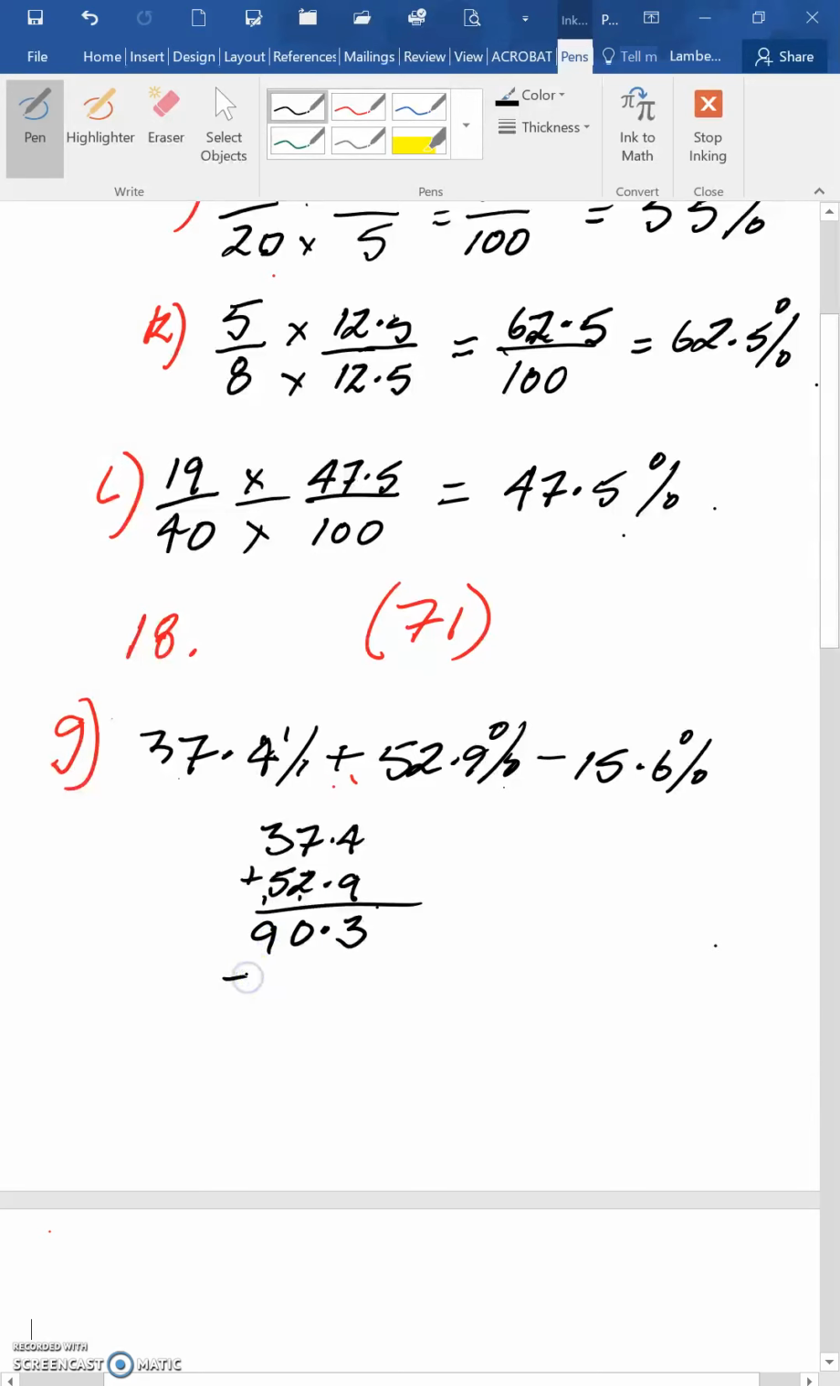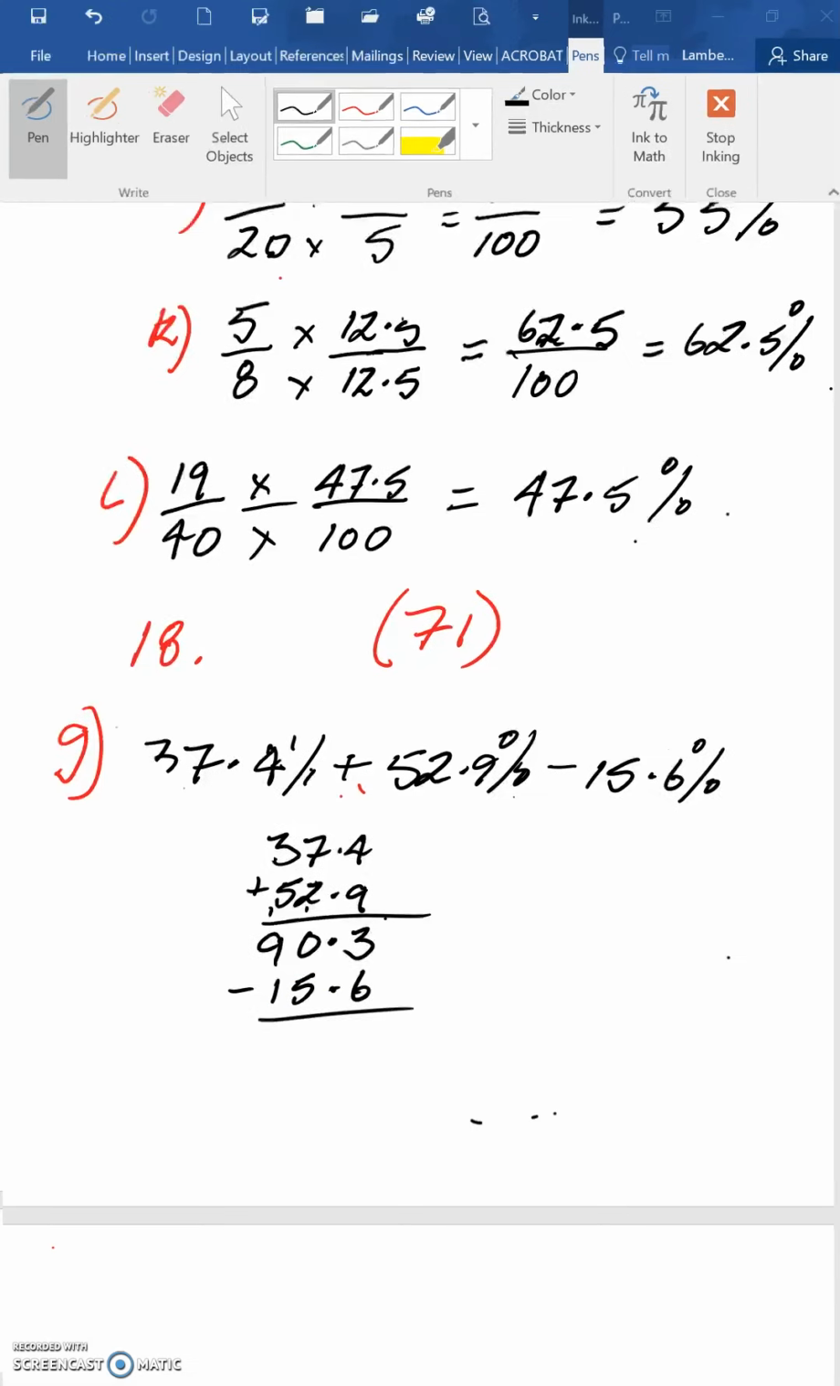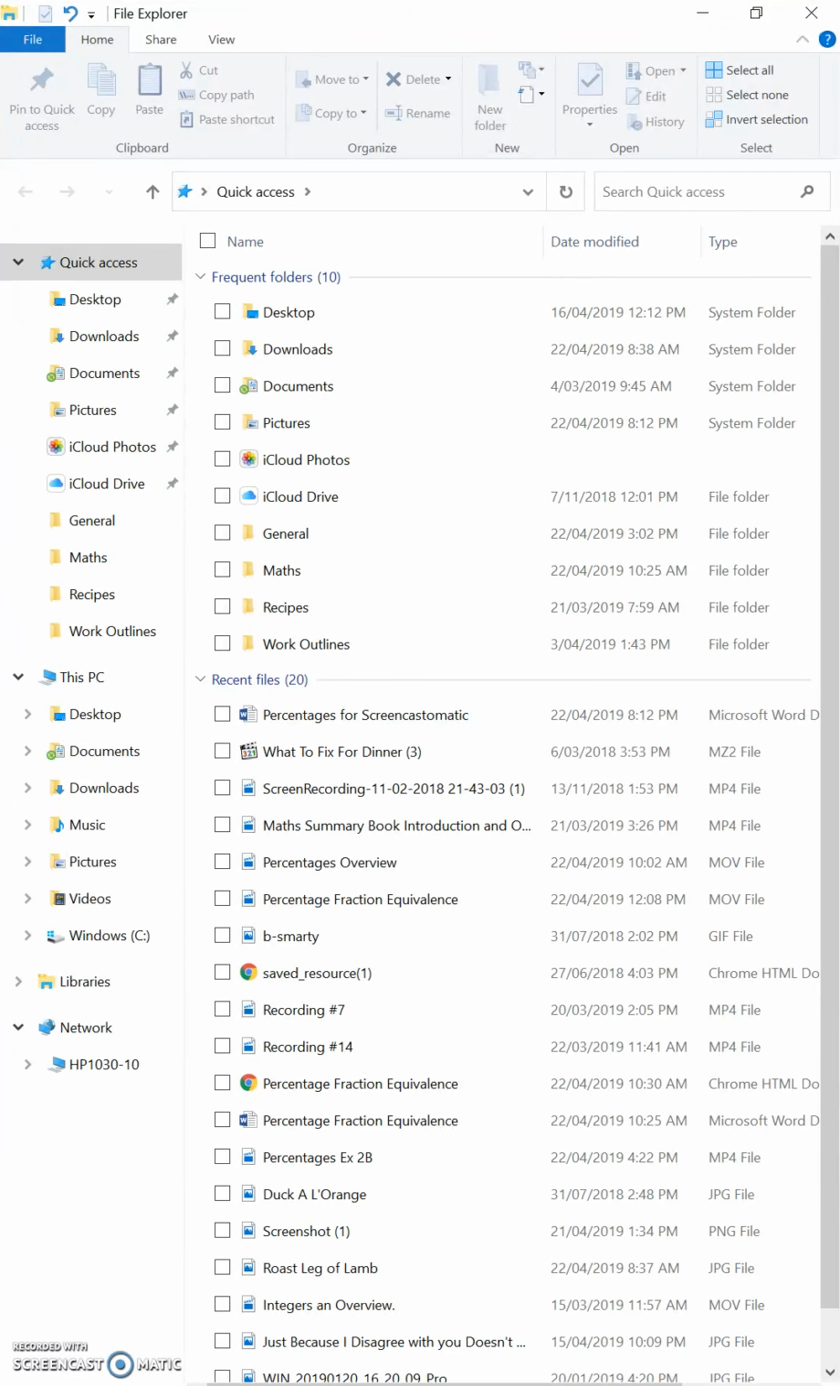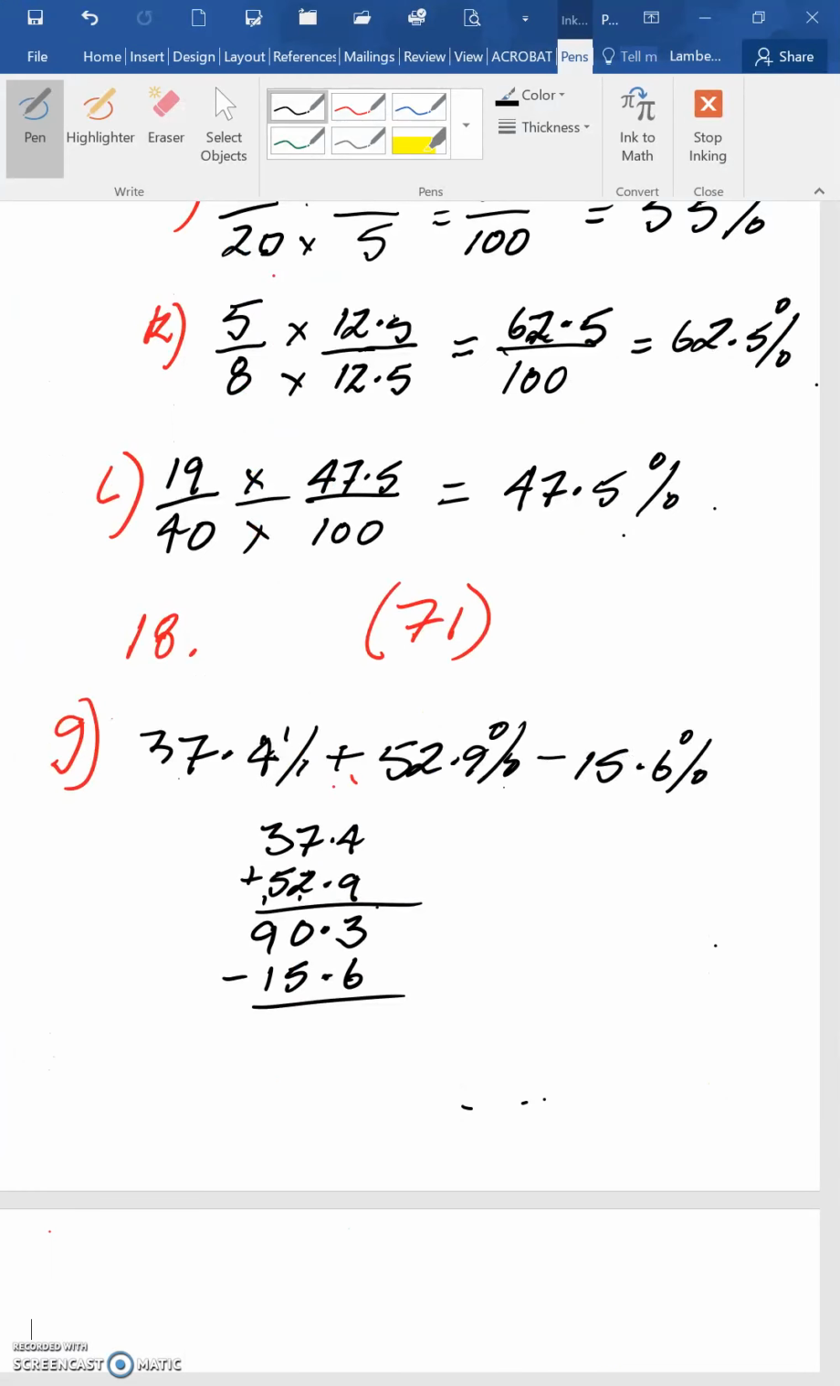Then we can subtract 15.6, keep the decimal point underneath itself. Okay, we can just trade across the top. Okay, 6 from 13 is 7. Okay, 5 from 9 is 4. And 1 from 8 is 7. So the answer would be 74.7%.